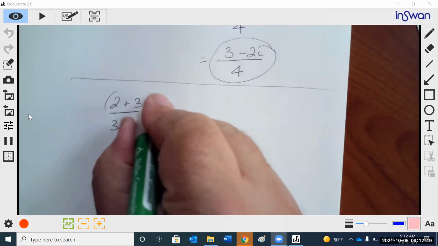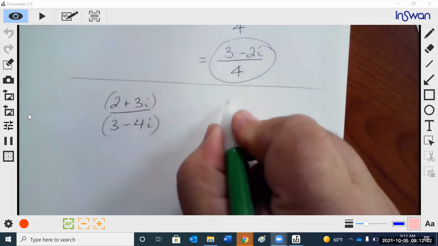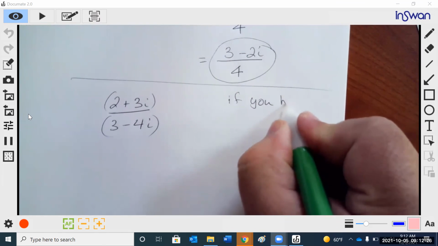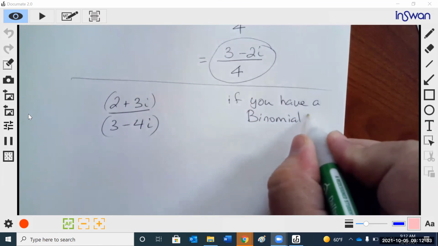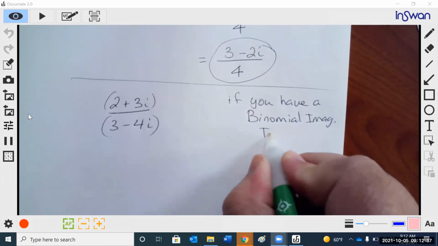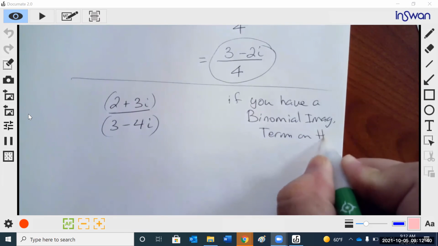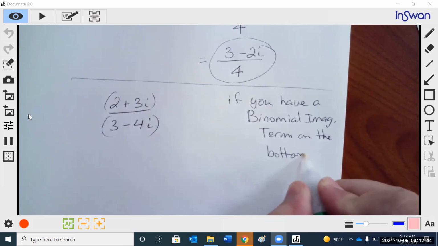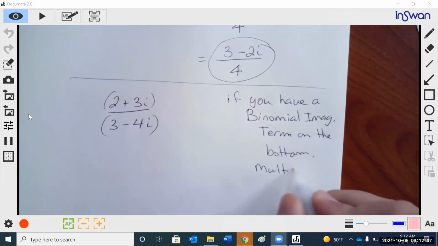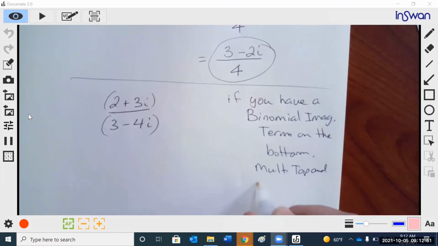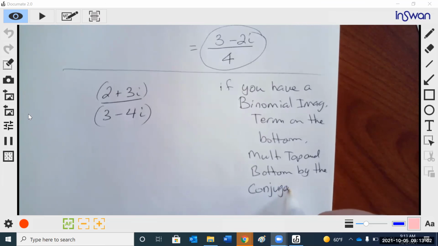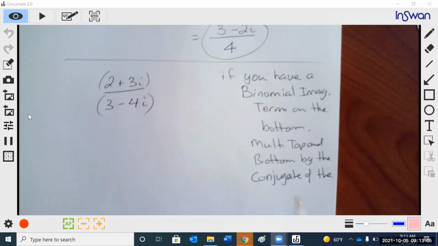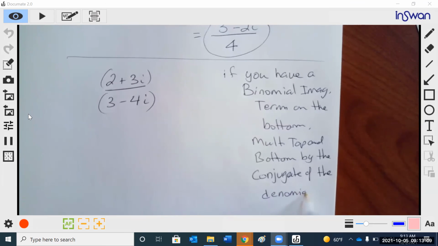Okay, now we have a binomial on the bottom. If you have a binomial imaginary term on the bottom, multiply top and bottom by the conjugate of the denominator.